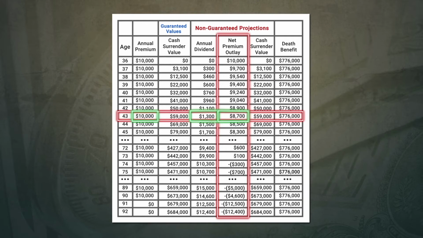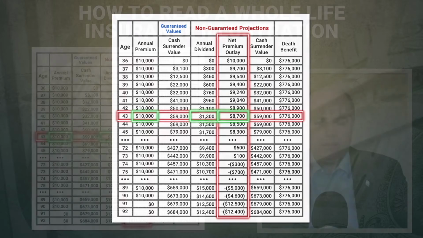So again, contractually, at age 43, you have to make a $10,000 payment to keep this policy in force. But if the life insurance company happens to be giving you $1,300 that year as a dividend payment, there's a sense in which you're really only out of pocket $8,700 to keep this policy in force. So that's what they're calling the net premium outlay.